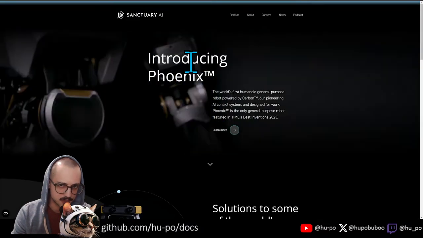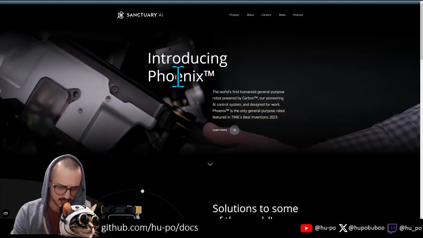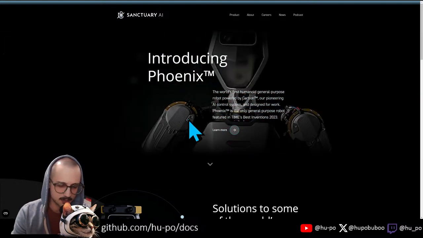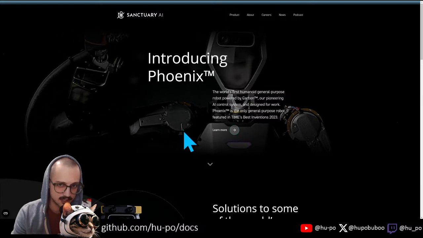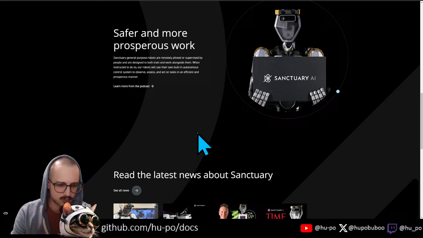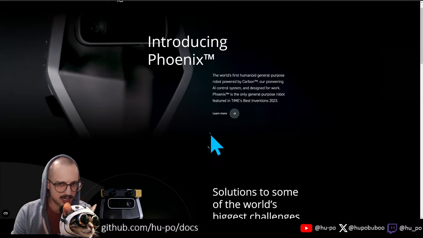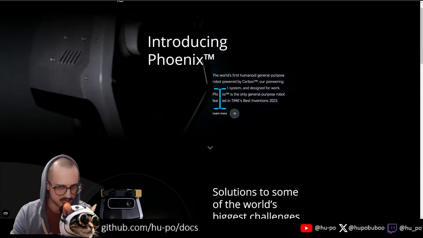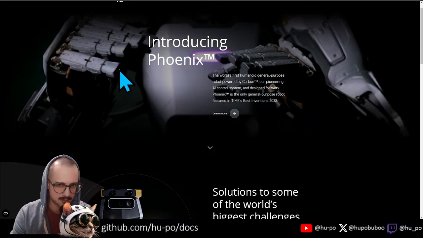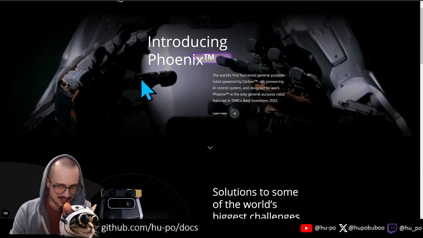Then we have this one. This is Phoenix. Phoenix is a humanoid created by Sanctuary AI. Sanctuary AI is a company from Canada, so this is a Canadian humanoid. It also looks a little bit like a research prototype. It's a little bit more sleek. It doesn't have the exposed cables, but a lot of these parts look very custom made, very intense.